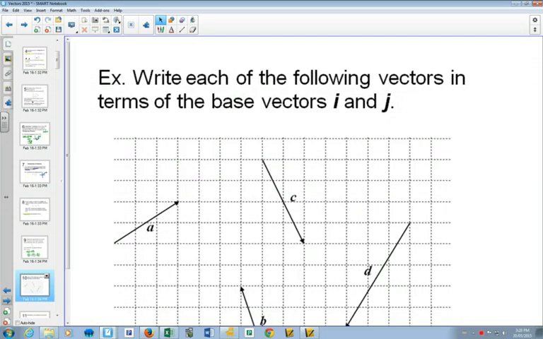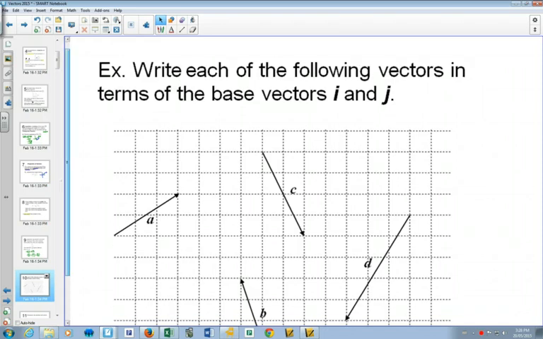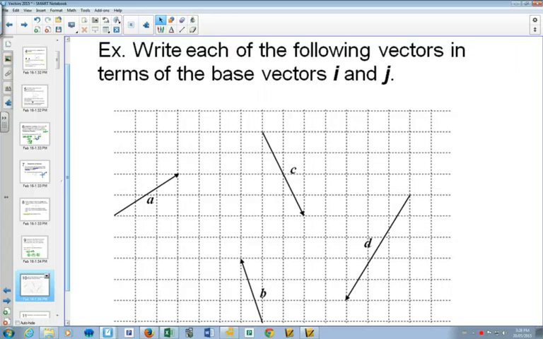So we'll end with this. Take each of these vectors and write them in terms of i and j.